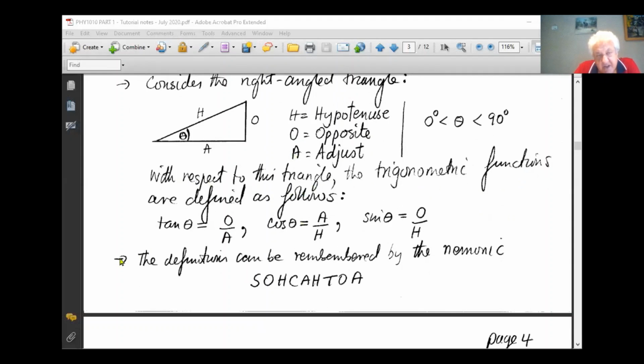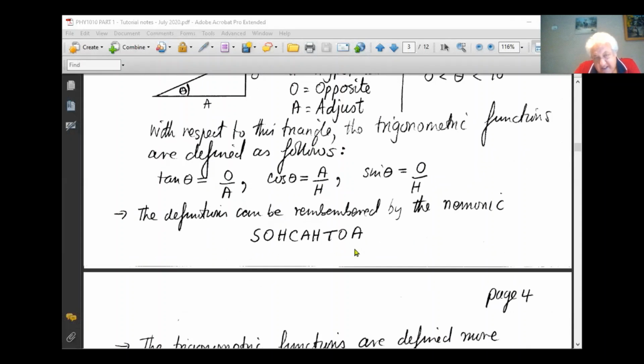Now, with respect to this triangle, we have tangent is opposite over adjacent. Cosine of theta is the adjacent over the hypotenuse. Sine of theta is the opposite over the hypotenuse. And I think you all know this mnemonic for remembering: SOHCAHTOA. Sine, opposite over hypotenuse. Cosine, adjacent over hypotenuse. Tangent, opposite over adjacent.